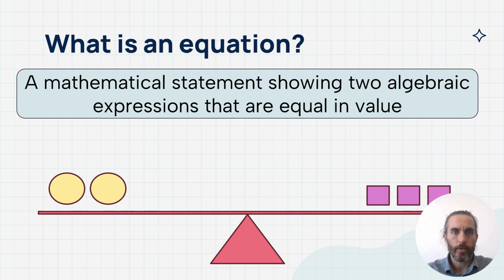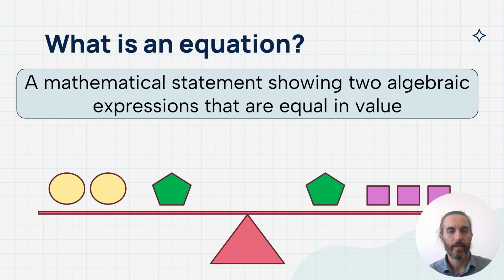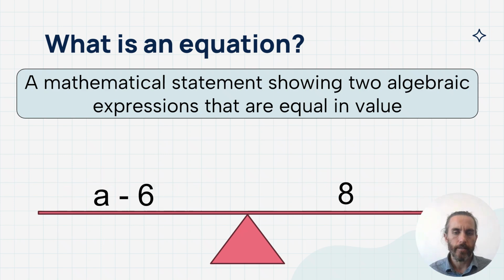Let's go back to these circles and squares for now. Now, say if I want to add something. Say if I add this green pentagon. Again, for these things to be equal, to be the same in value, I have to add the same thing to the other side. So now they're still equal. Let's convert this to numbers now. Let's say we've got a minus 6 on the left, 8 on the right. These things are equal. We don't know what a is, but we know that those two statements are equal.